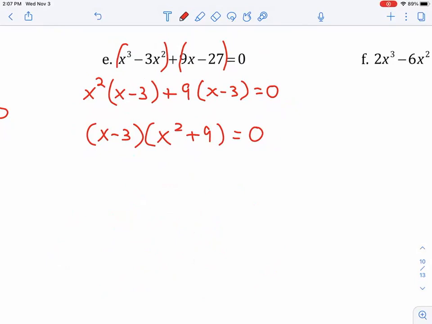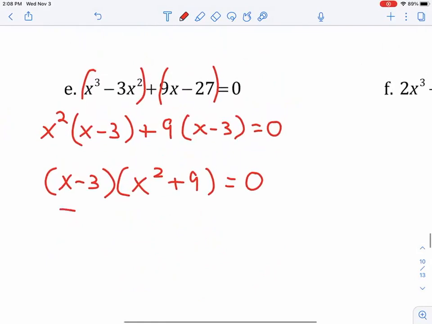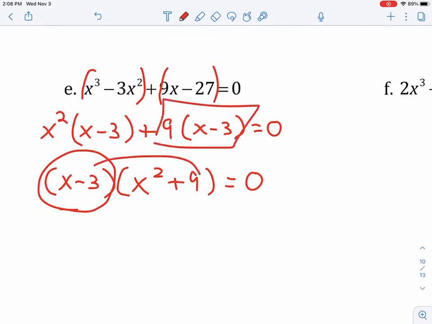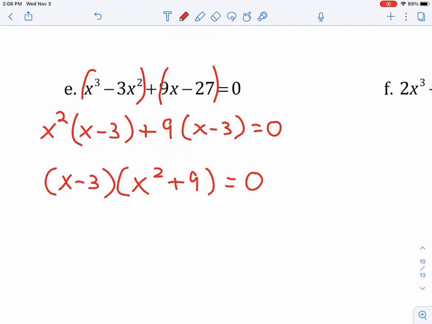Wait, so when you put them together, it's just like... Yeah, well, just think, if you distribute it, if we did x minus 3 times x squared, we would get this. And if we did x minus 3 times 9, we would get this. Okay, so we're really factoring out a GCF. It's just different because it's a big chunk. It's not just a letter or a number.